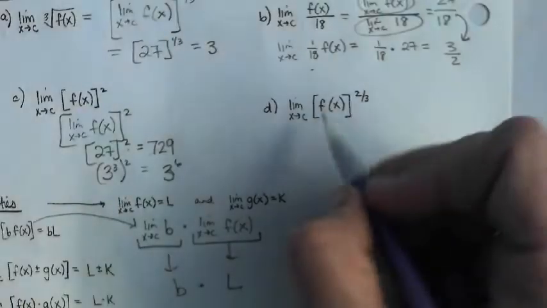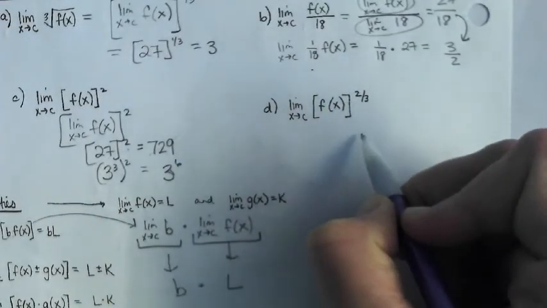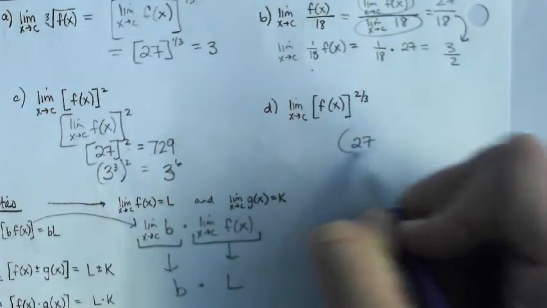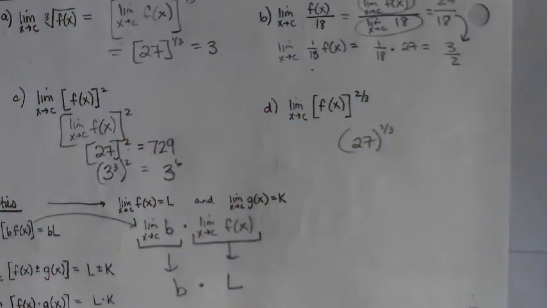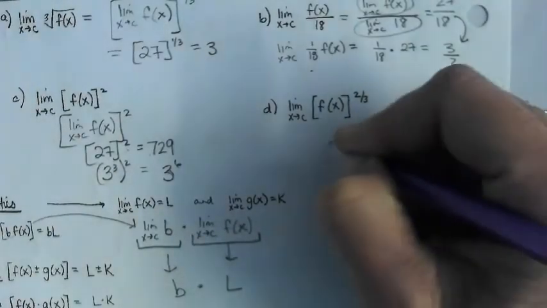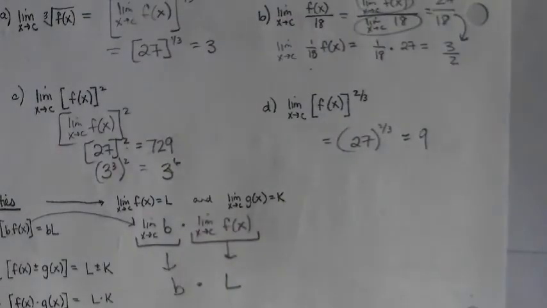And then this last one, your limit of f of x is 27 to the 2/3 power, and we should be able to take the cubed root of 27 first, which is 3. 3 squared is 9. Okie doke.